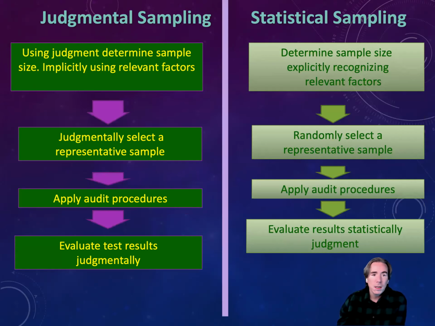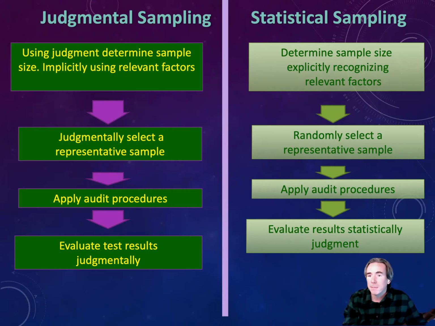So how does this work? Comparing the two, in judgmental or non-statistical or haphazard sampling, you're going to use your judgment to pick the items. You're going to use your judgment to define the sample size, and your judgment to pick a representative sample. You're going to apply the audit procedures, and you're going to use your judgment to evaluate the results.